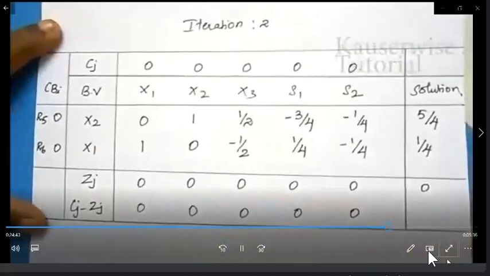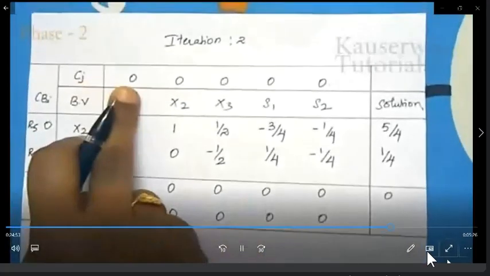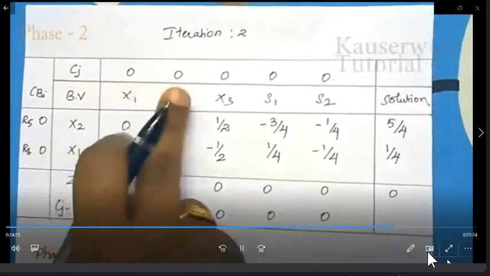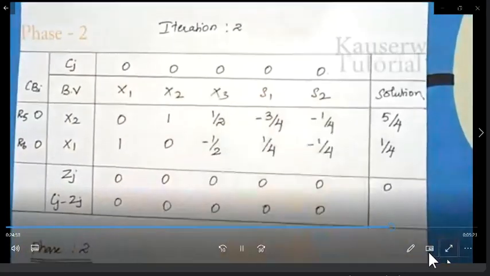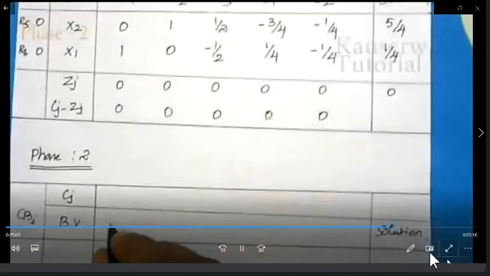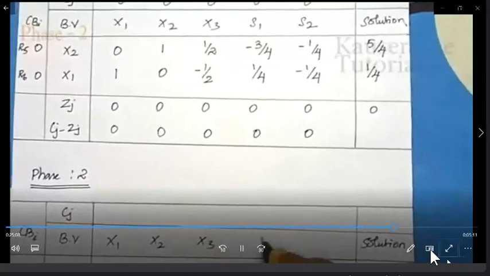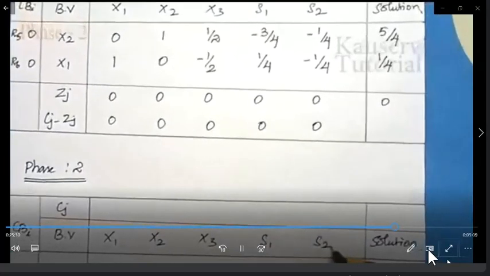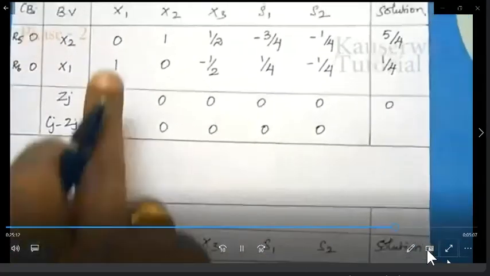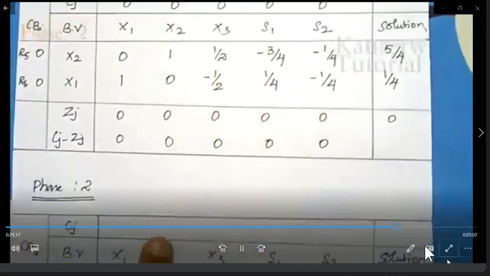Now we have to go for phase 2. In phase 2, just write the values as they are from the optimal table, but except the Cj values. For the Cj values, we have to take the values from the original problem. See, here we have x1, x2, x3, s1 and s2, as it is. But the Cj values are 0 in the optimal table, and here we have to write the original objective values.